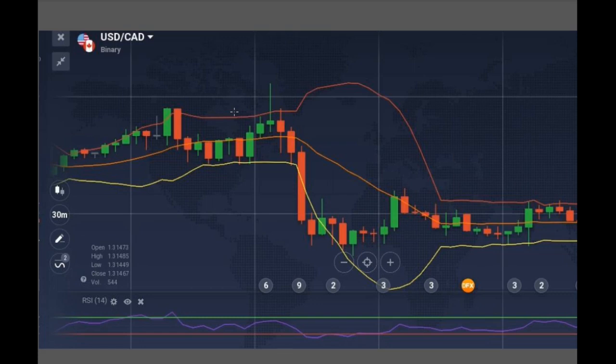So you do not use a 30 minutes candle to trade and a 5 minutes expiration.